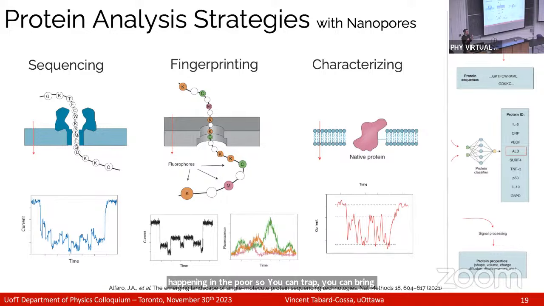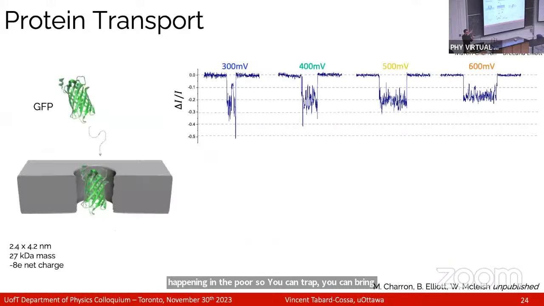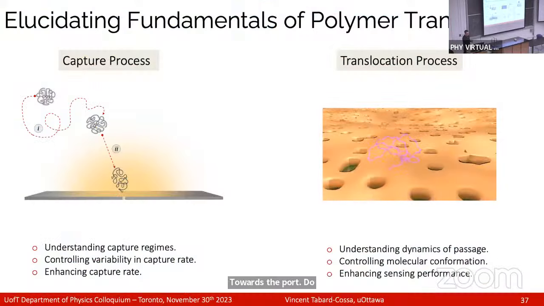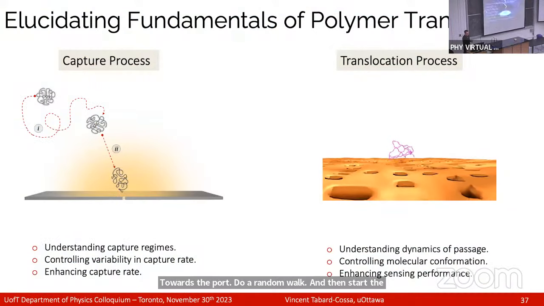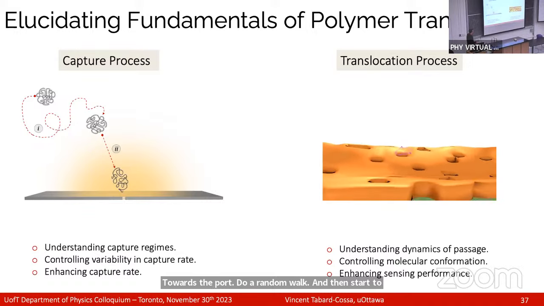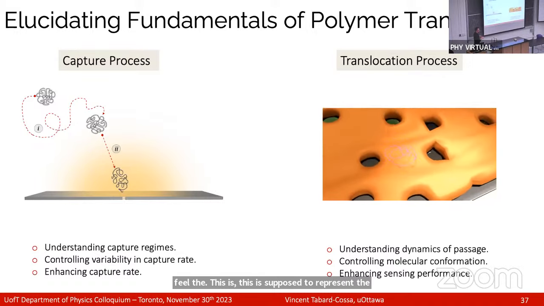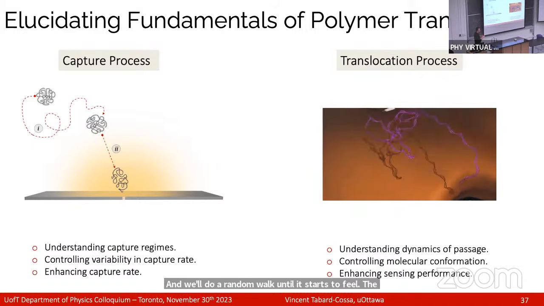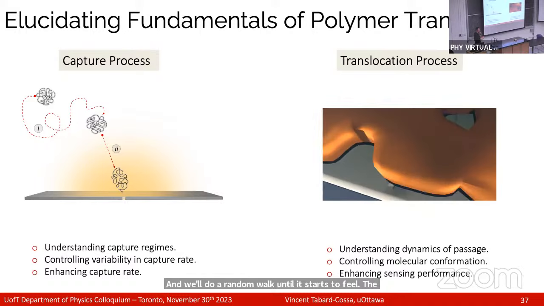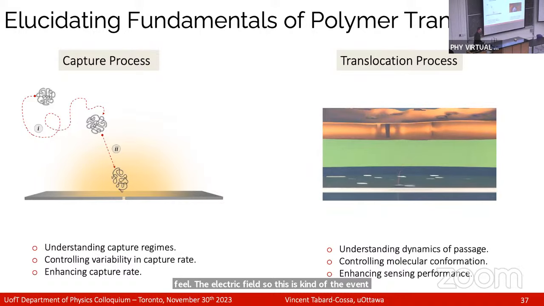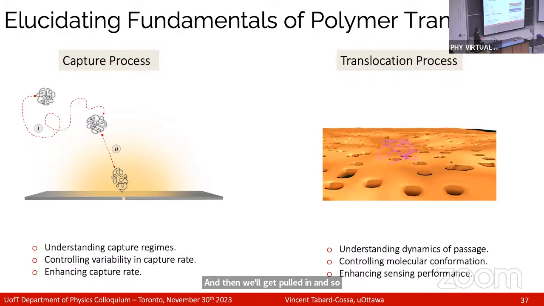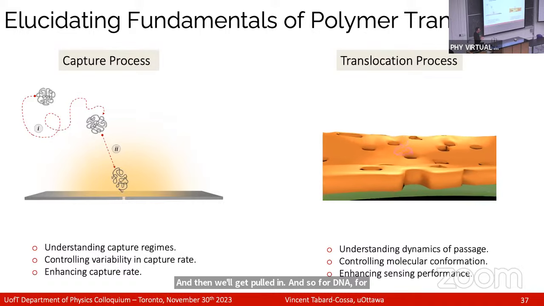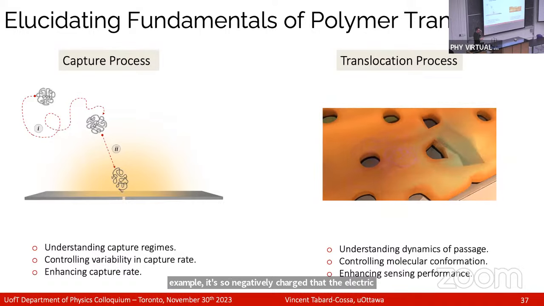So molecules will diffuse towards the pore, do a random walk, and then start to feel the decaying electric field outside the pore. We'll do a random walk until it starts to feel the electric field. This is kind of the event horizon, and it enters the capture region, and then we'll get pulled in. For DNA, for example, it's so negatively charged that the electrophoretic force is enough to pull it in and force it through.